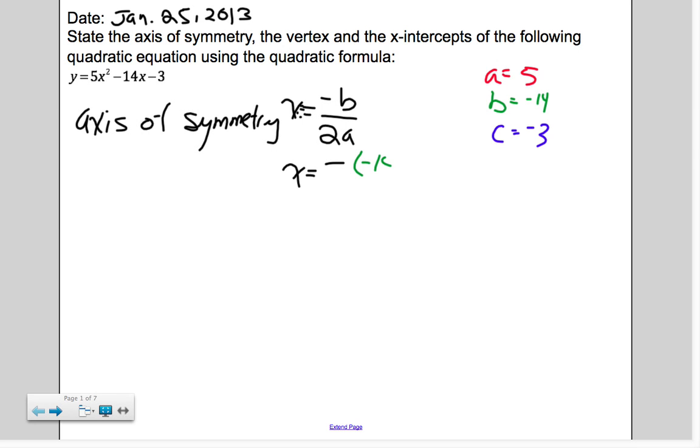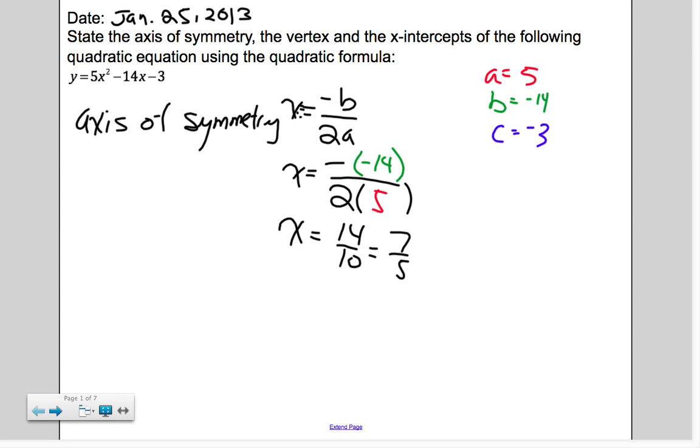Okay? So our axis of symmetry really is x is equal to minus, b in this case is negative 14, all over 2 times a. What's the value of a? It is 5. So we really have x is equal to 14 over 10, which is equal to 7 over 5. So you guys got it?